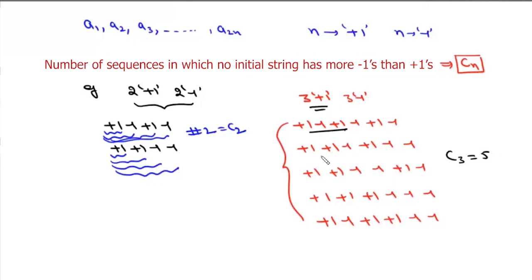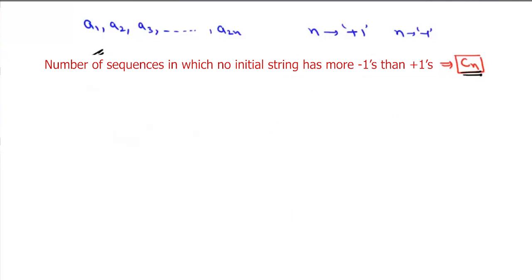So each initial string will have at least as many plus 1s as minus 1s. Now we'll prove this result, that the number of such sequences is equal to Cn. So we need to find the number of sequences formed from n copies of plus 1s and n copies of minus 1s, so that no initial string of the sequence has more minus 1s than plus 1s.